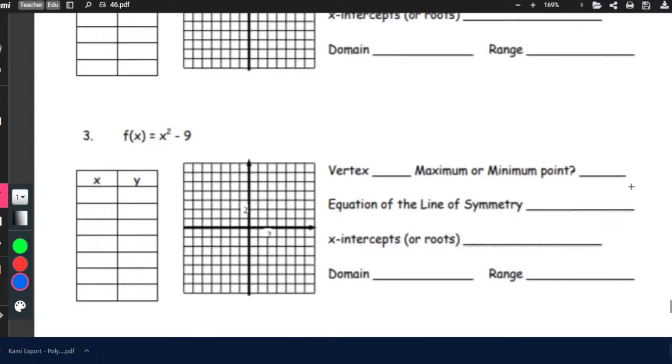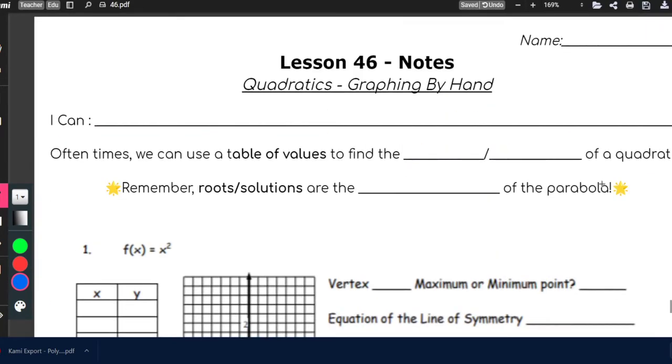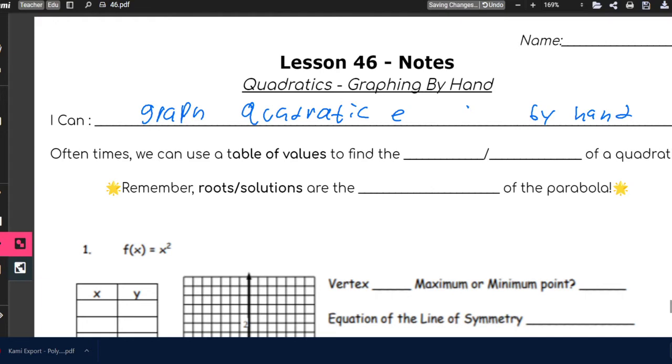All right, so today we're going over more quadratics, graphing by hand. Our I can statement is exactly what you think it is. It's I can graph quadratic, if I could spell quadratic, that's fantastic. Quadratic equations by hand. I'm actually going to change equations to functions.